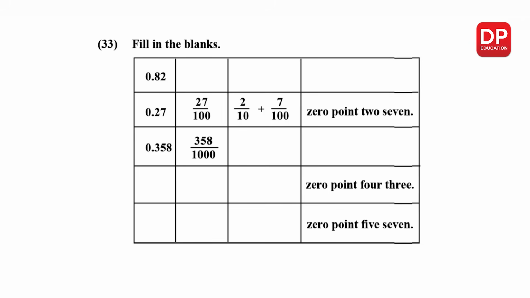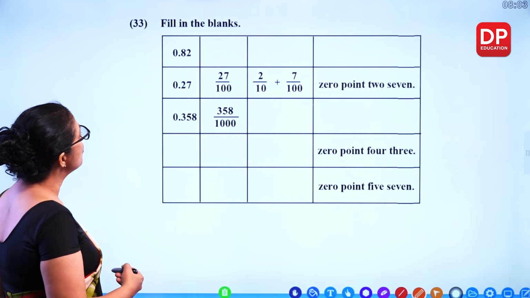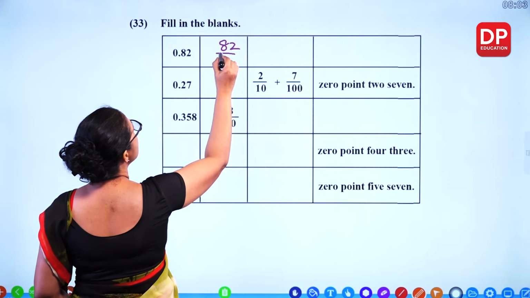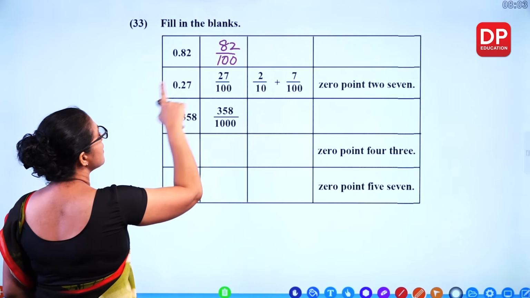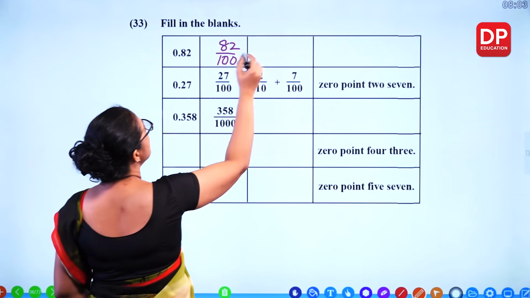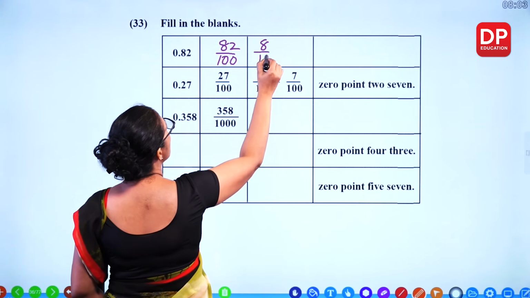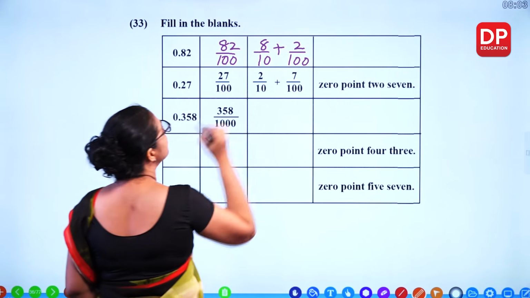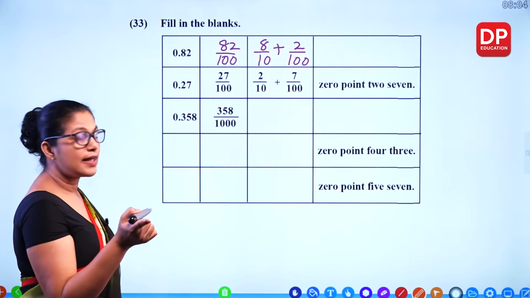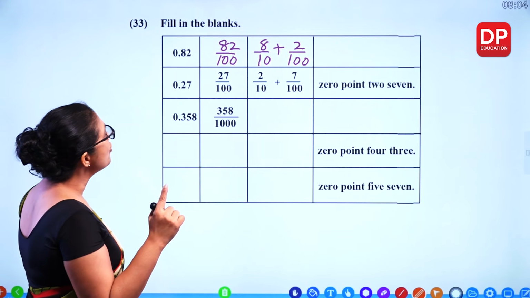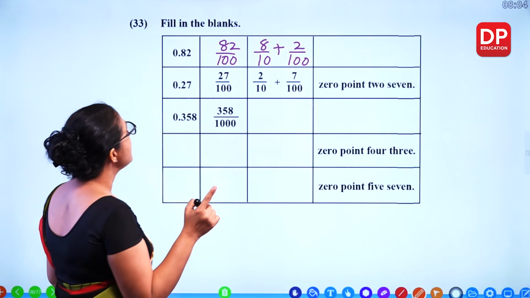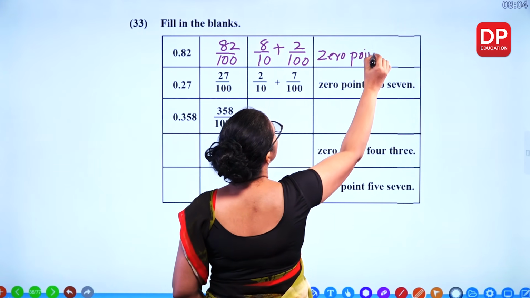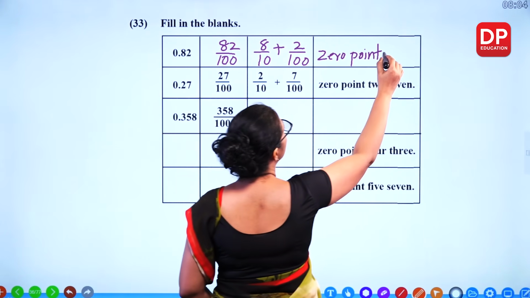Fill in the blanks. So 0.82, I can write 82 over 100 as a fraction. So that means 8 out of 10 and 2 out of 100. Because of the second decimal place. So how do you read the value? 0.82.